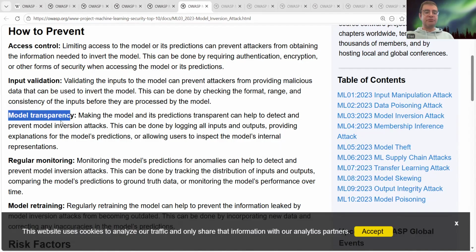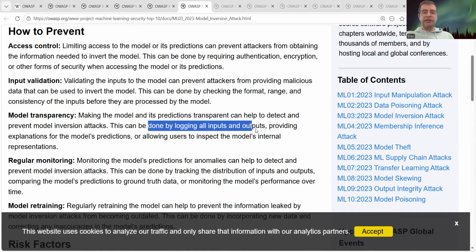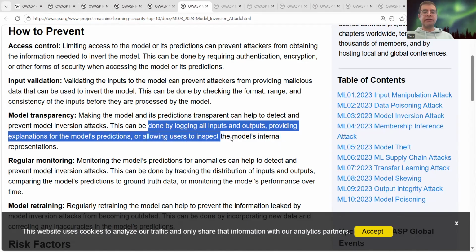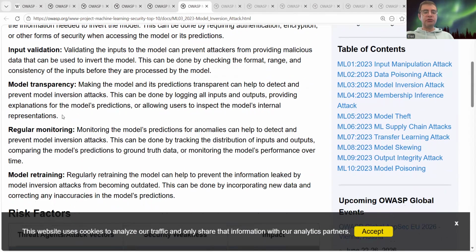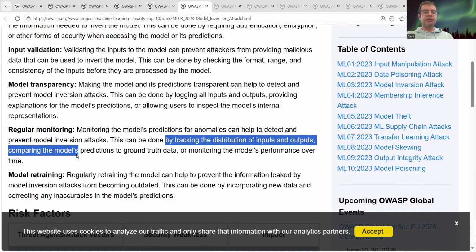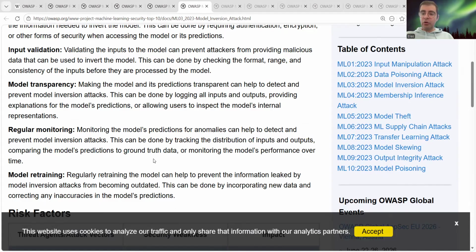Model transparency, which means logging all the inputs and outputs, providing explanation for the model's prediction, and allowing users to inspect the model's internal representation. So again, log everything, log all the inputs and outputs, and regular monitoring to track the distribution of input and output, comparing the model's prediction. So you know how the model is responding to the queries of the user.